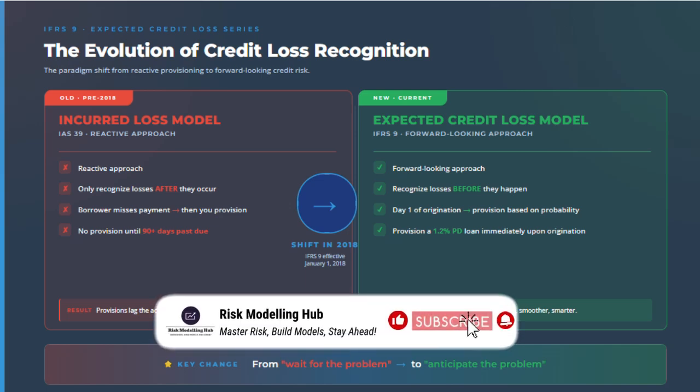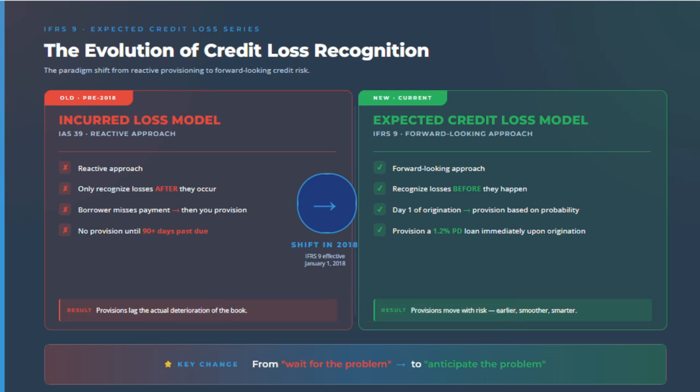PD provision right away. And this is fundamentally different. So, the key change is the mindset shift from wait for the problem to anticipate the problem right away. Under ECL, provisions move with risk earlier, smoother, and smarter. And your financial statements now reflect the economic reality sooner. So, this wasn't just a technical accounting change, it was a philosophical one.